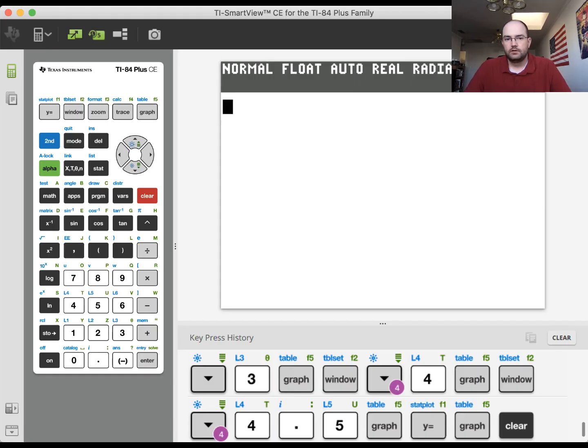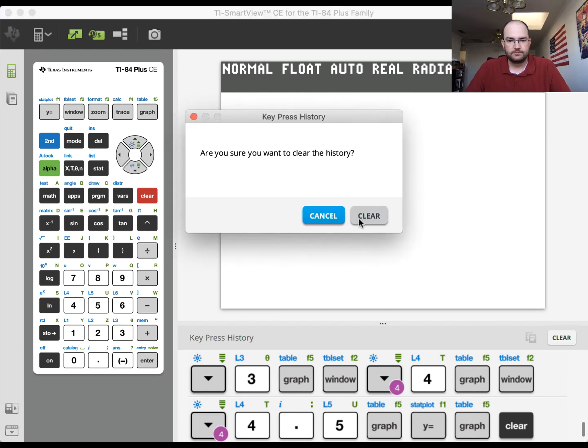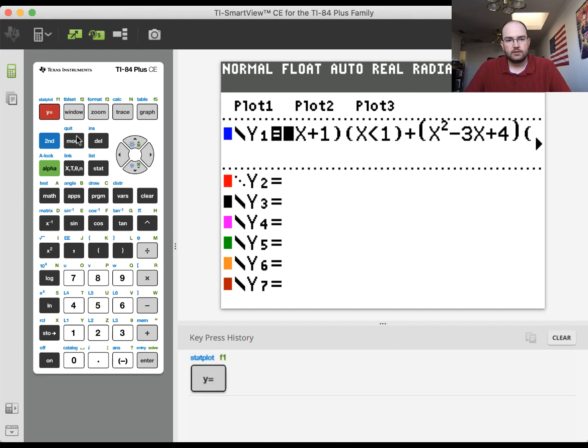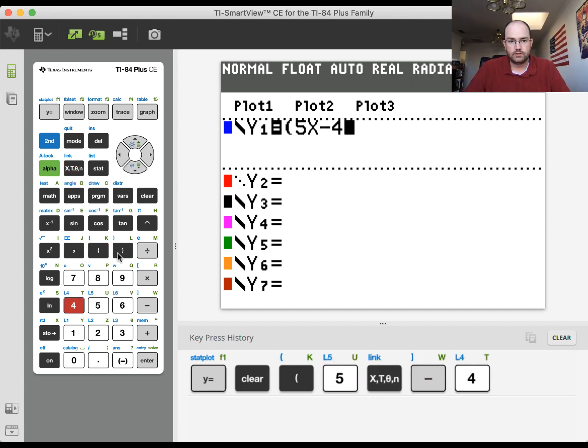Okay, welcome back to the calculator. Let me go ahead and clear that so it's clear what we're doing. Go into y equals, clear anything that's there. And in y1, we're just going to type in the function. Now this is a piecewise defined function, so start with a parentheses and then type in the first definition. That first definition was 5x minus 4. And then close your parentheses. Then open a new parentheses and type in the condition. And the condition was x is less than 0.